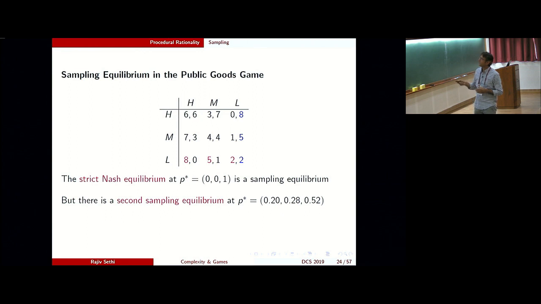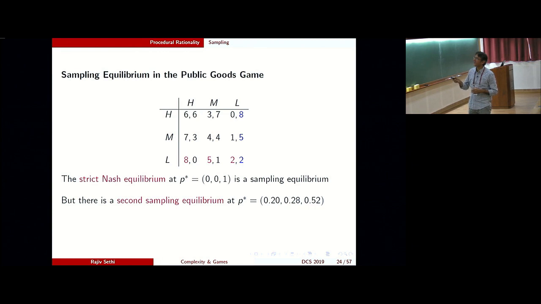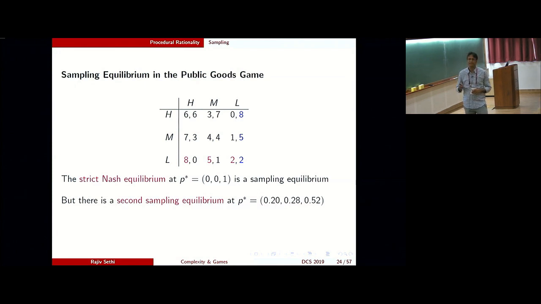What does this mean? That means that if the population is playing this with 20%, 28%, 52%, and I come and sample these three actions, there will be a 20% chance that H will give me the highest payoff, and a 28% chance that this will give me the highest payoff, and a 52% chance that this will give me the highest payoff. So, in addition to the strict Nash equilibrium, there exists in this game exactly one more sampling equilibrium. Now this example was in the original Osborne-Rubinstein paper in 1998, American Economic Review, and I saw it when Ariel Rubinstein presented it.